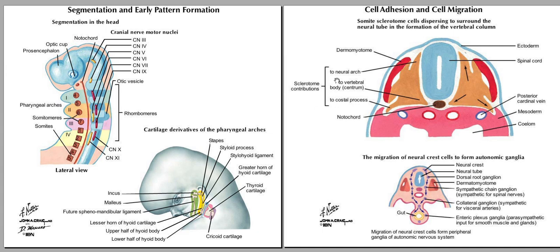So the sclerotome contributions are basically from the neural arch, the vertebral column, as you can see here, the centrum and the costal process. But migration of the neural crest cells, from their ectodermal origin to the autonomic ganglia, you can see it's just moving from here through to the gut tube. And that's where you have your enteric plexus ganglia. That's a parasympathetic input for smooth muscle and glands too.